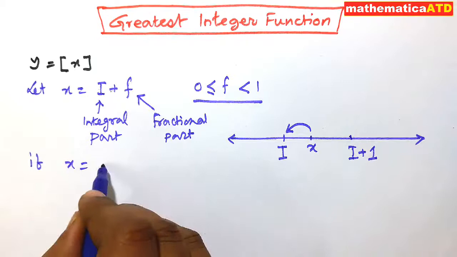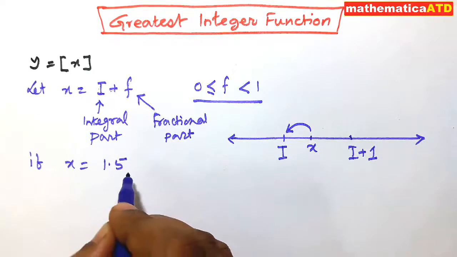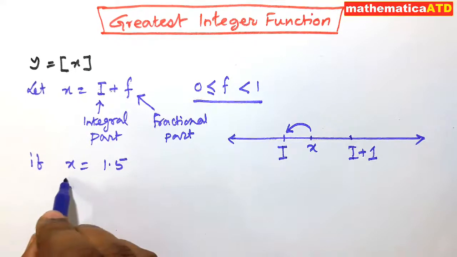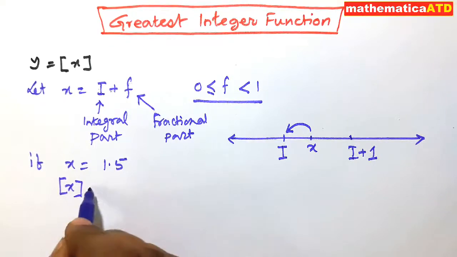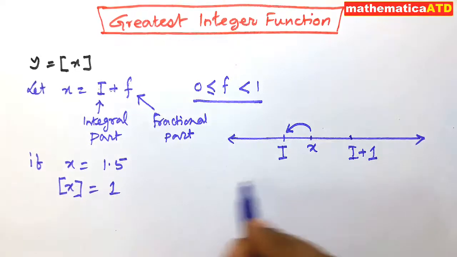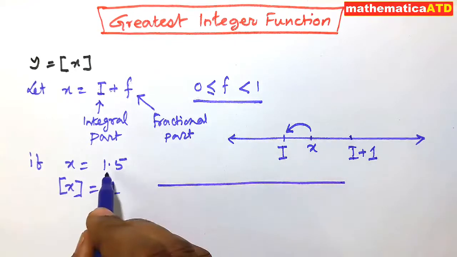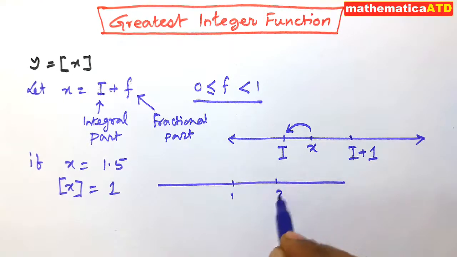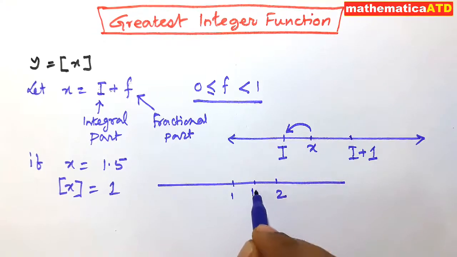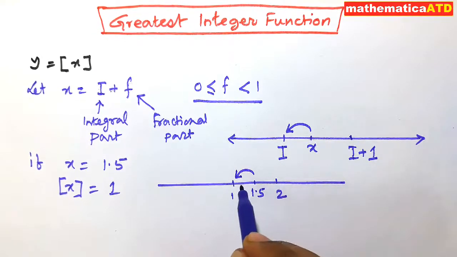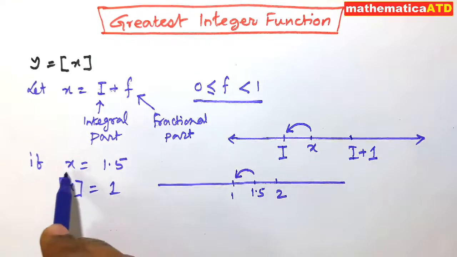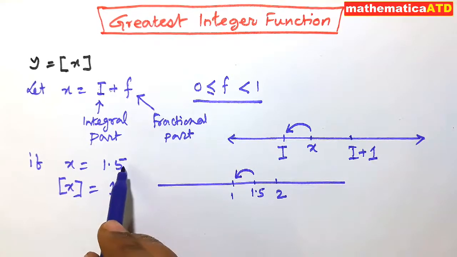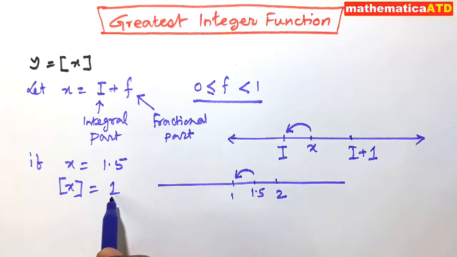If x is equal to say 1.5, what will be the integral part of x? This is 1. Why? See that 1.5 lies between 1 and 2. So its integral part is 1. So the greatest integer part of x equal to 1.5 is 1.